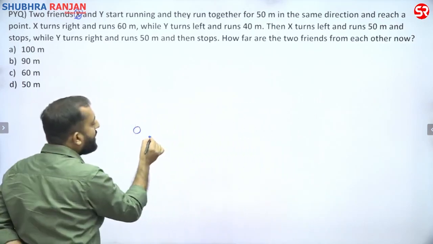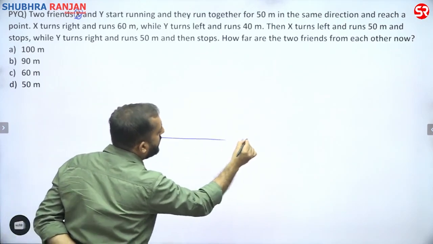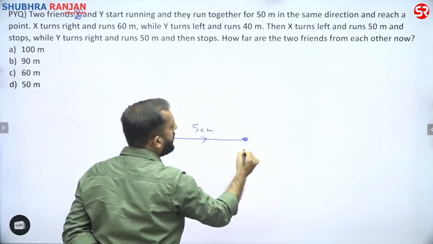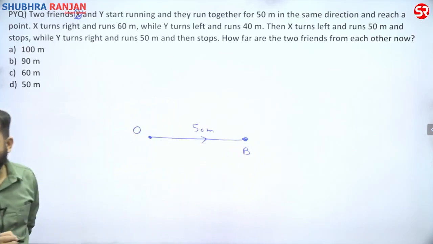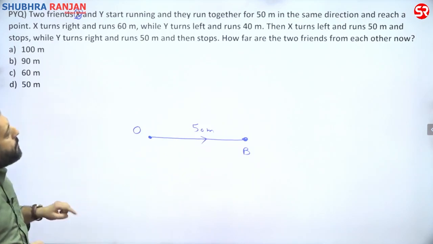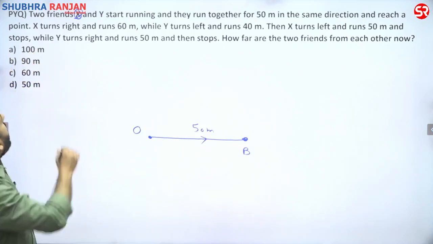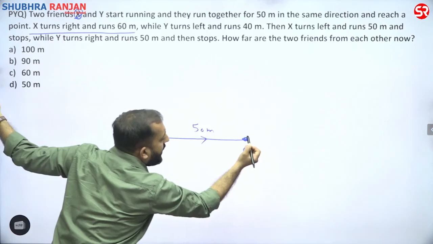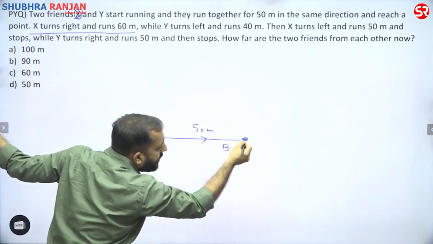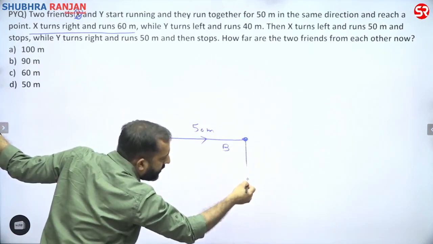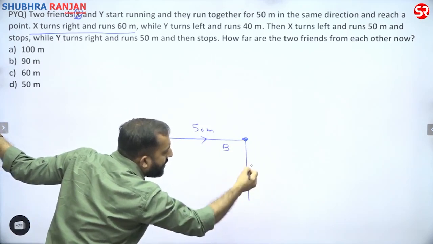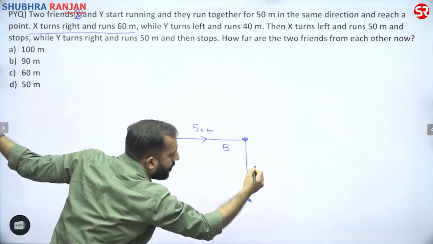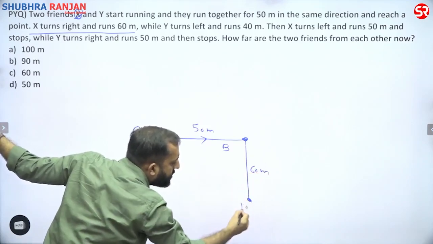So let's say they both are going in the same direction, east. They traveled 50 and reached point B. Once they reach point B, X turns right and runs 60 meters. At point B, X is turning right, so X will go down like this. The distance traveled by X is 60. Let's say this point is D.